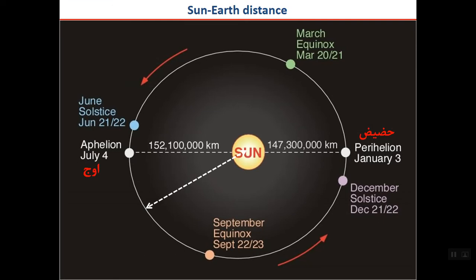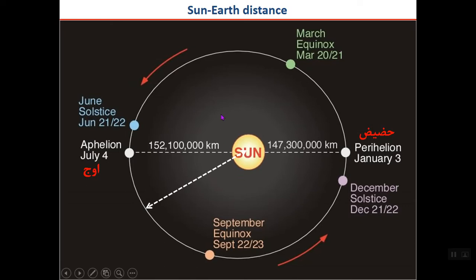The slide here shows the orbit of the Earth around the Sun. You can see that the minimum distance, which is 147 million kilometers, is on January the 3rd, which we name perihelion, and the maximum distance is 152 million kilometers, which occurs on the 4th of July, and the name is aphelion. So, unlike what many people may think, the minimum distance between the Sun and the Earth is not in summer, but in winter, and the same for the summer. You can see that in the middle of the summer we have the maximum distance between the Sun and the Earth.